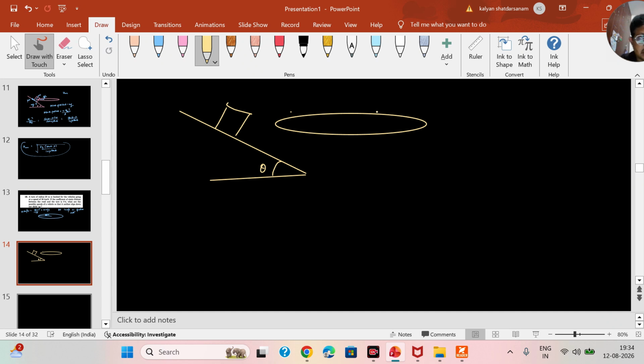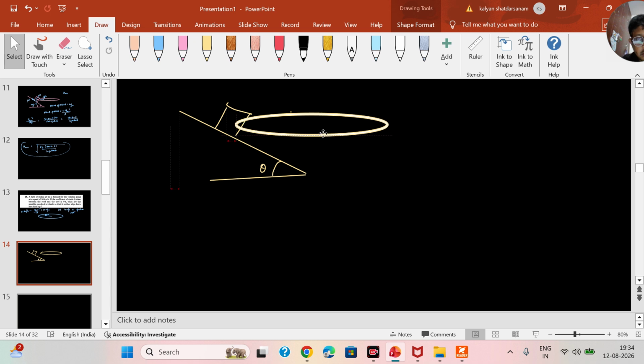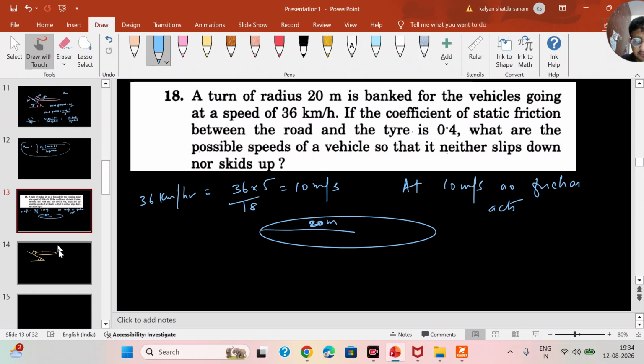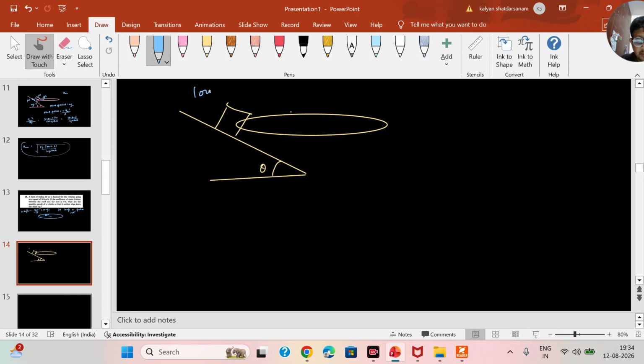Okay, let me try to adjust this. So the vehicle is going in a circle. If it goes at 36 kilometer per hour, which is 10 meters per second, then friction is not acting. Then who is providing the centripetal force, the force towards the center? N's component. This angle is theta.